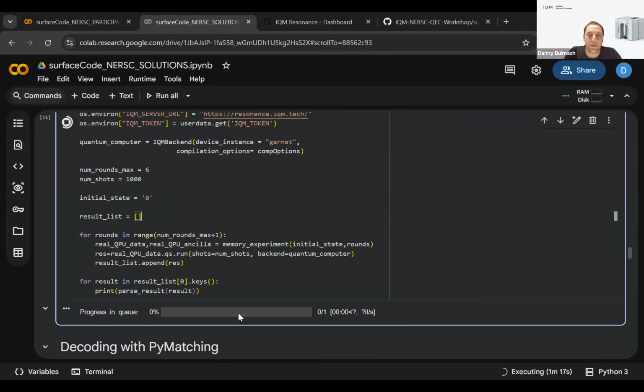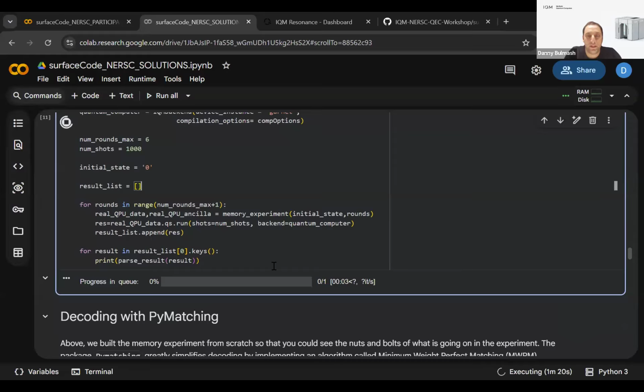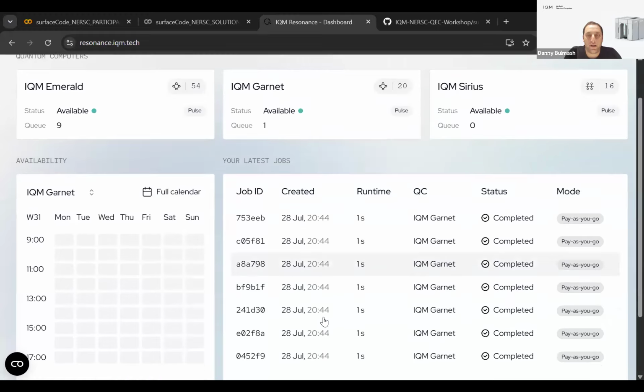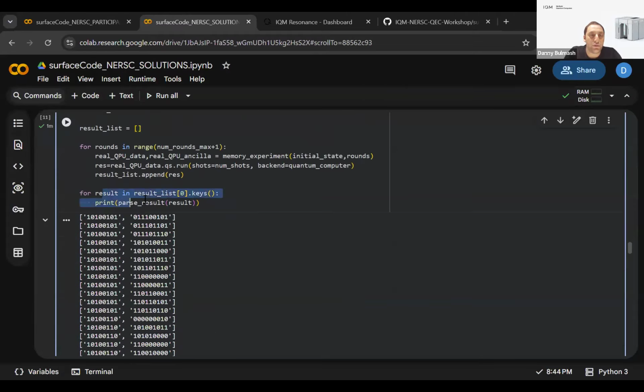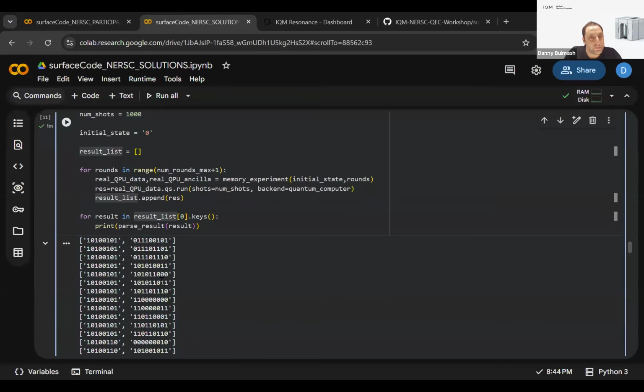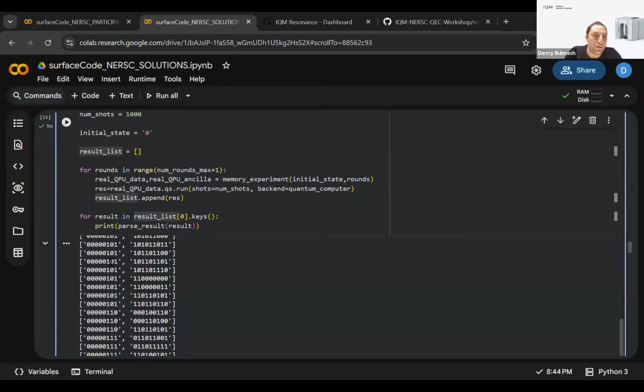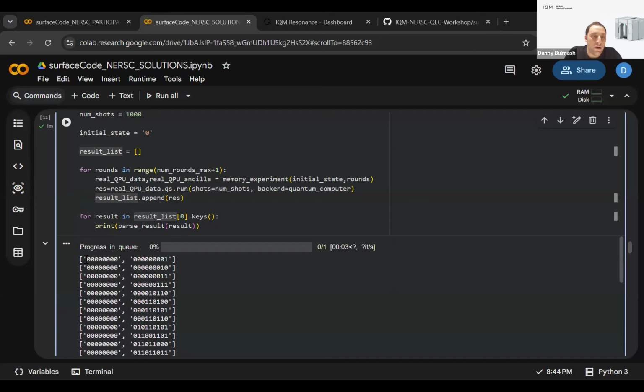There we go. So now we see that I've started submitting some jobs, and they have started to show up on Garnet for me. So everything's done, and I printed out the actual results we got for running 0 rounds of error correction. What you're seeing here is the actual results returned from the quantum computer. This is the initialization and syndrome measurement, and this is the data qubit results.